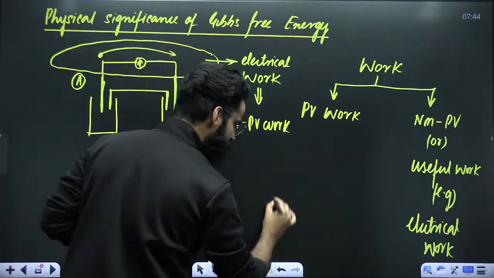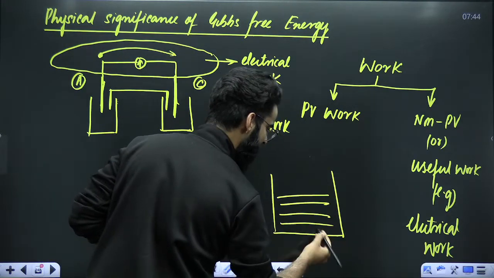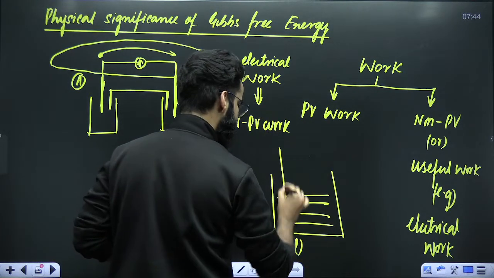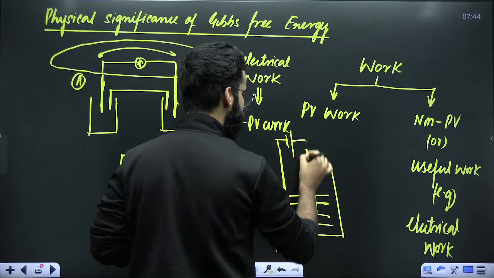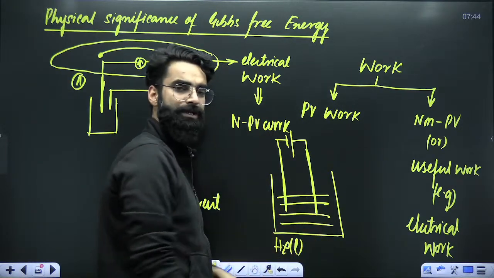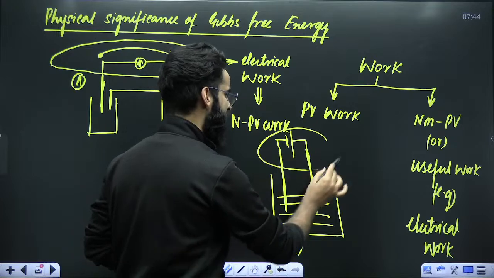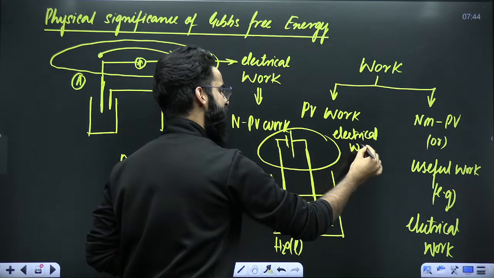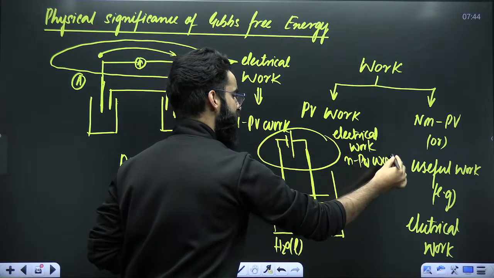Similarly, for example, this is an electrolytic cell. I have taken water in the container, H2O liquid. I'm introducing two rods here in this container. Now, here you have got a battery. What does this battery do? It is going to supply current in the water. So in this part of the cell, electrical work is happening. What is electrical work? It is the example of non-PV work.